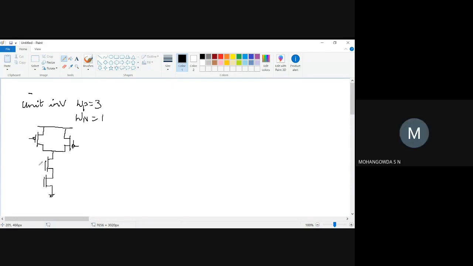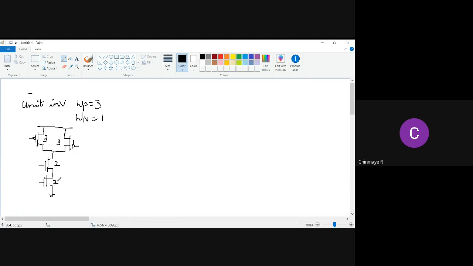PMOS 3, NMOS 2, ma'am. Sorry? PMOS 3 and NMOS 2. Okay. So PMOS will be 3, 3, and NMOS 2, 2. Correct? Yes, ma'am. No doubts in this. No, it is clear. I mean, it's not very difficult.